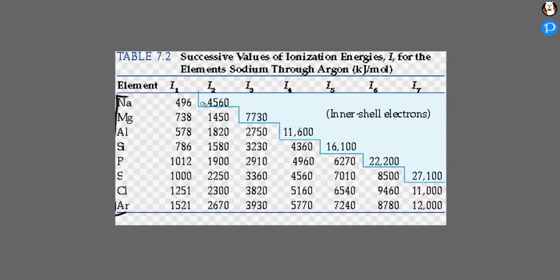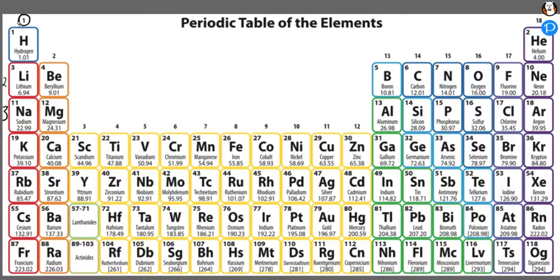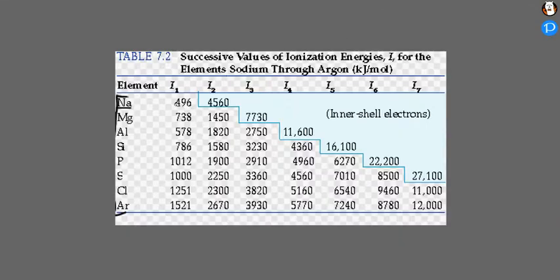Let's think about sodium for a second. Sodium's in group 1, which means it has one valence electron. If I look at the first ionization energy, to remove one electron, the energy required is 496 kilojoules per mole. Kilojoules per mole is just our unit of energy. So 496 kilojoules per mole if I want to remove that first electron.